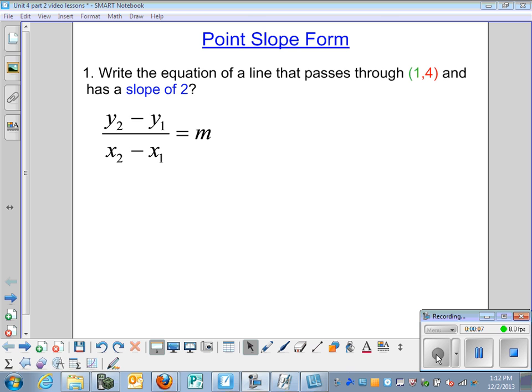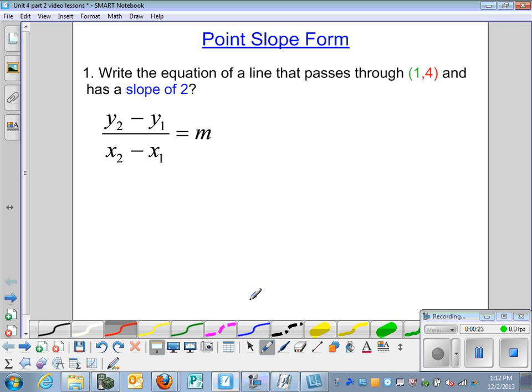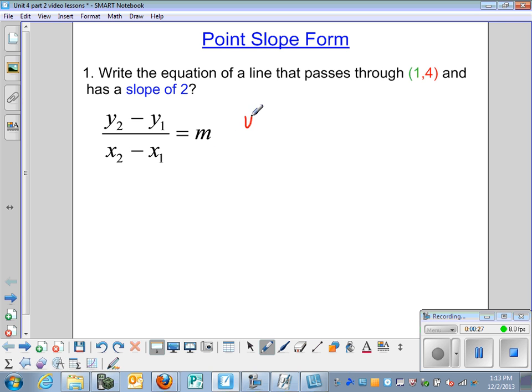Point slope form. Write the equation of a line that passes through (1, 4) and has a slope of 2. So let's start with the slope formula: y2 minus y1 over x2 minus x1 is equal to m, or the slope. So we have a point and a slope. Let's substitute what we know into this formula. I could rewrite this as y minus 4 divided by x minus 1 is equal to 2.